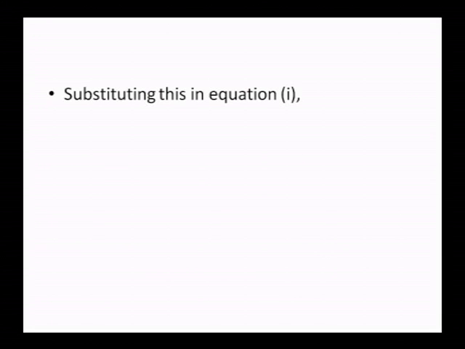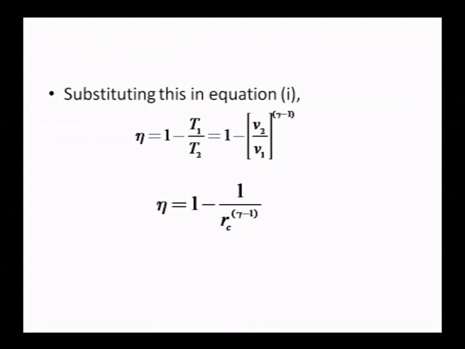So, if you take the efficiency equation, efficiency is 1 minus T1 by T2, that is equal to 1 minus (V2 by V1) to the power of gamma minus 1. This is the efficiency of the Otto cycle. Or you can write this as efficiency equal to 1 minus 1 divided by rc to the power of gamma minus 1, where rc is the compression ratio, that is V1 by V2. So, this is the efficiency of the Otto cycle.